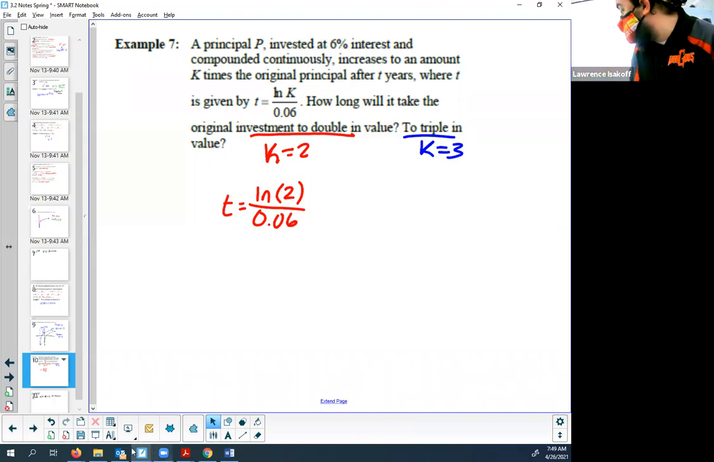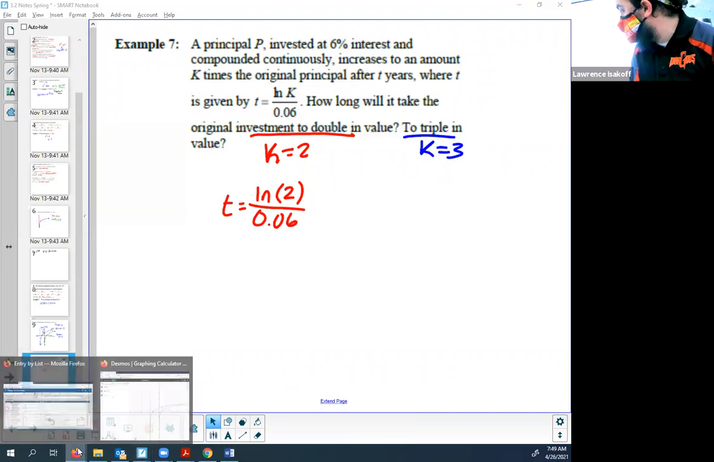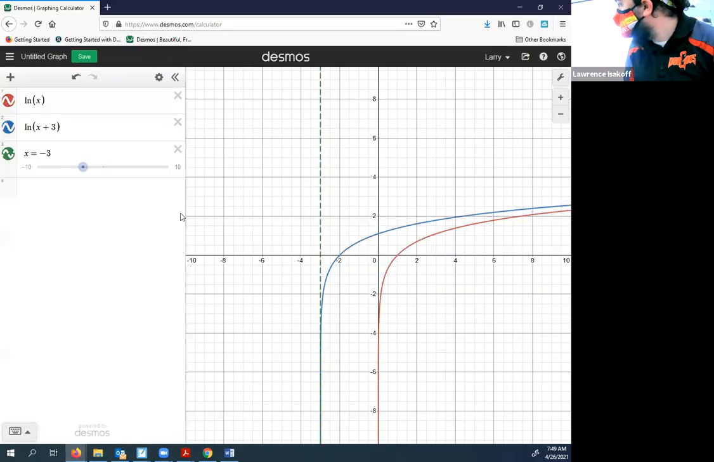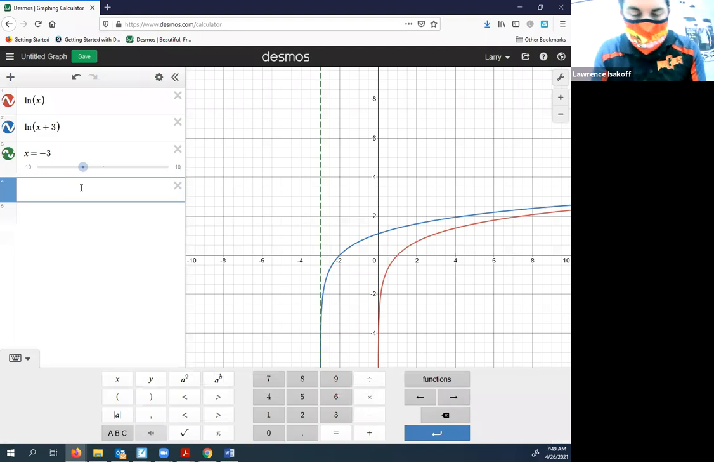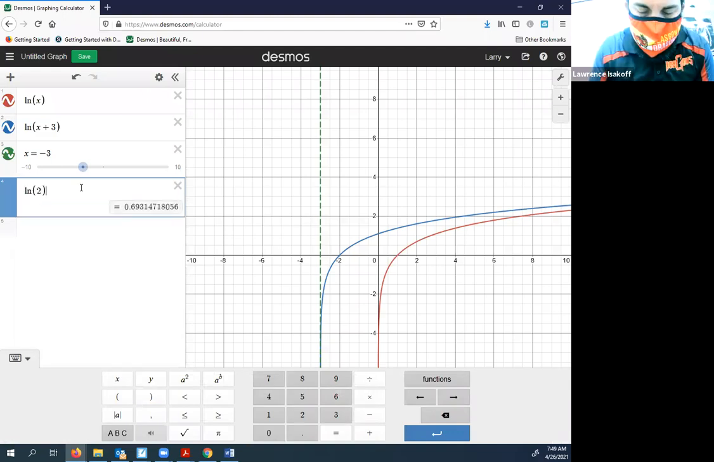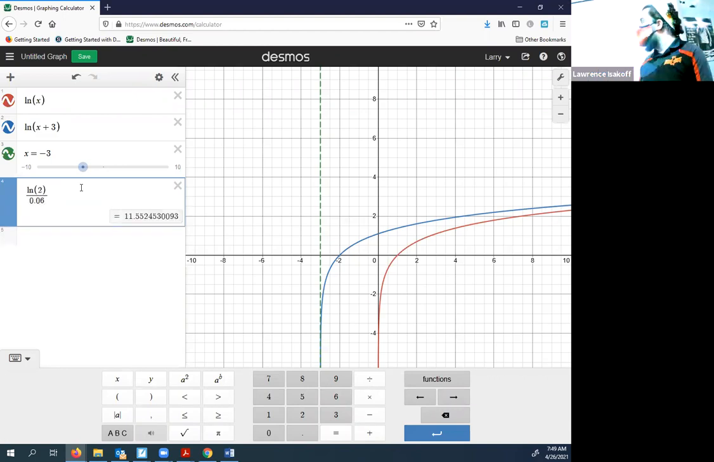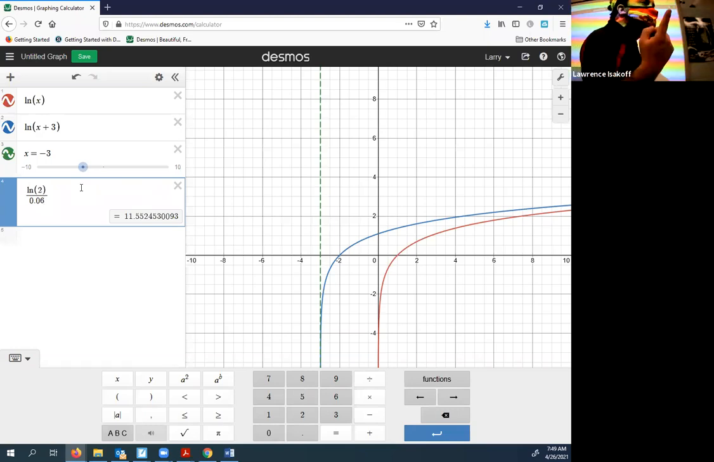So all I'm going to do is put that in the calculator. So that's the ln of 2 divided by 0.06. And it will take about 11.5 years. With this one, if you only want to go 1 decimal place on it, that's fine.